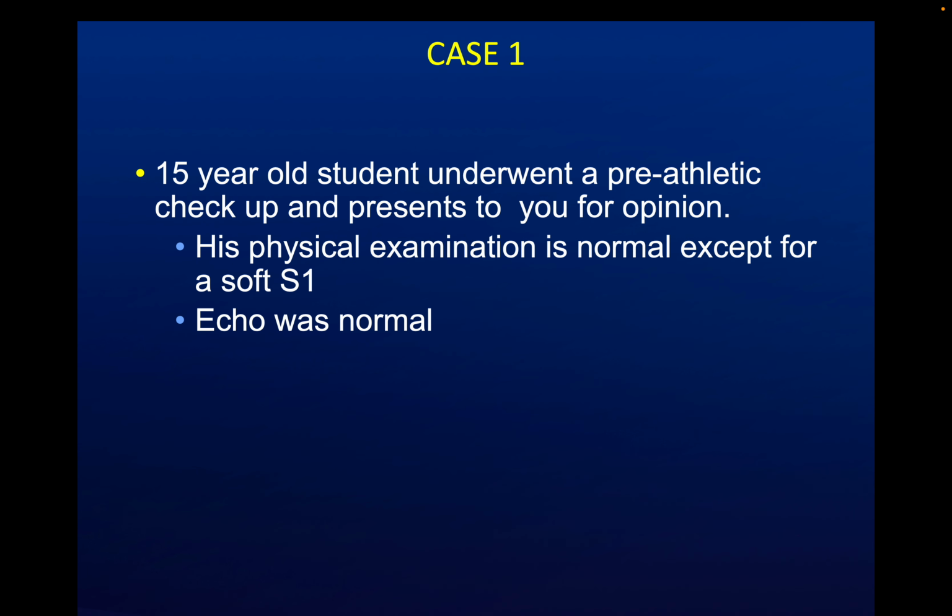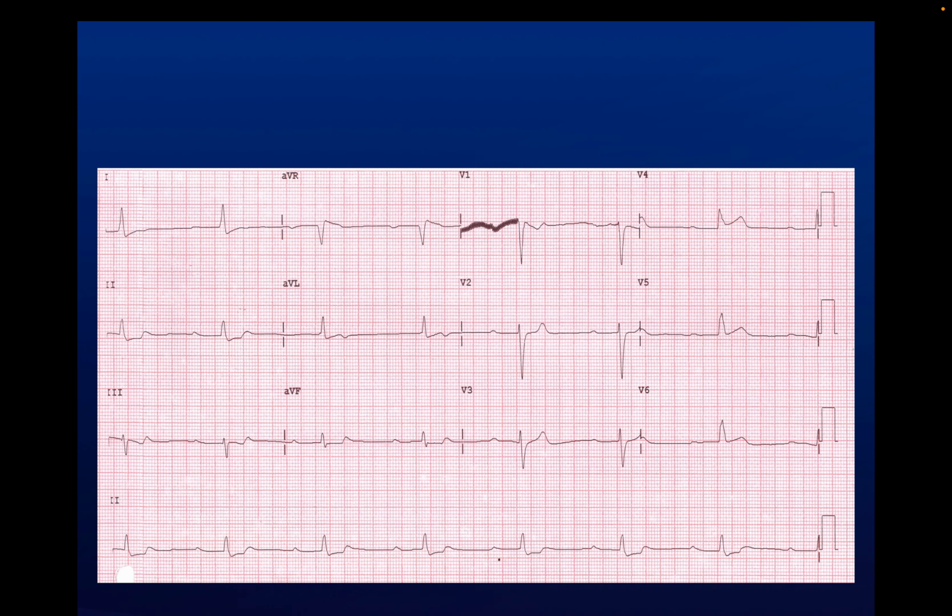So let's take this 15-year-old student undergoing a pre-athletic checkup, presenting for an opinion, with a physical examination that is fairly normal except for a soft S1. The echo is normal. This is the ECG. As you can clearly see, you have a P wave followed by a wide PR interval followed by a QRS. Fairly, the QRS appears narrow.